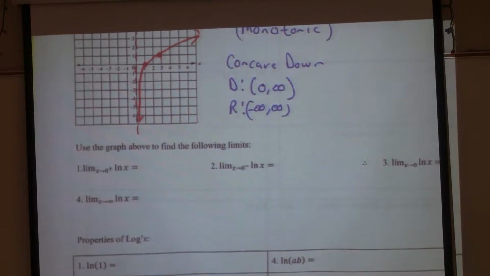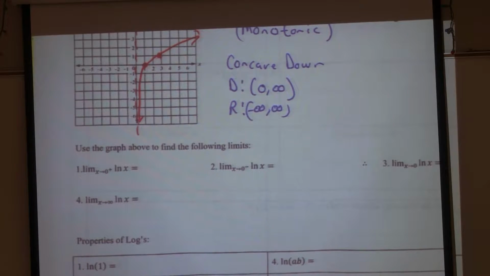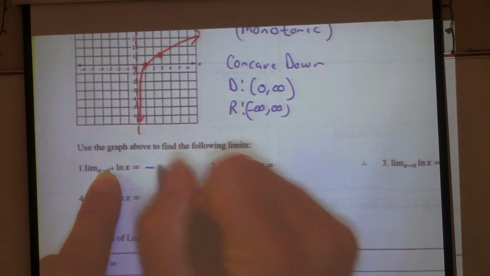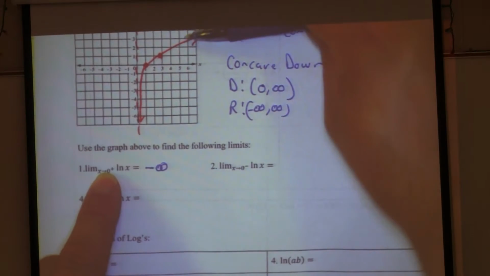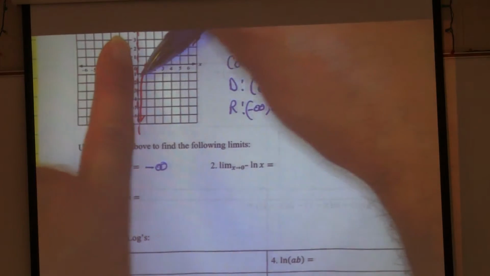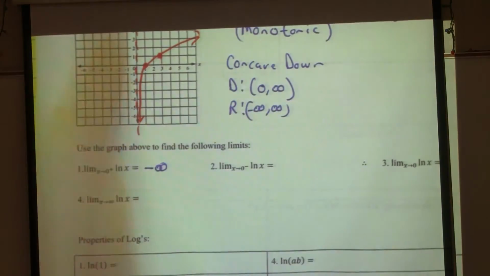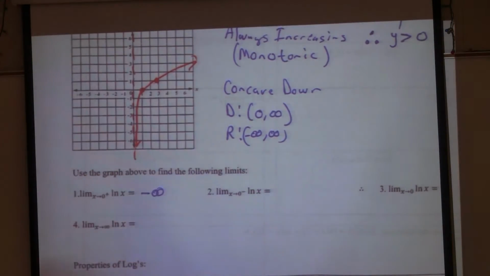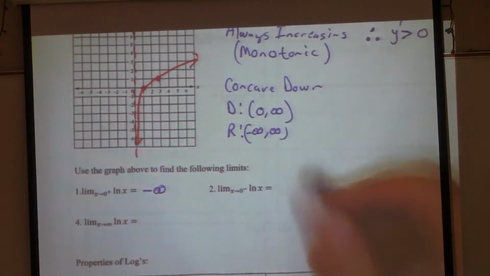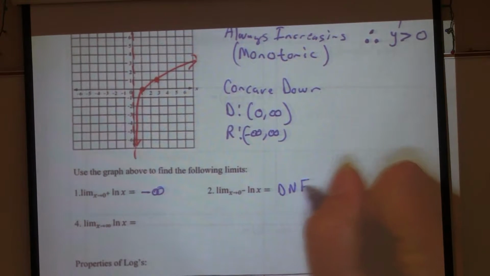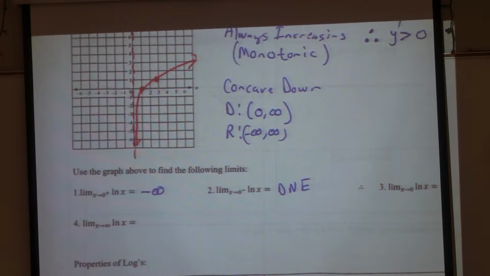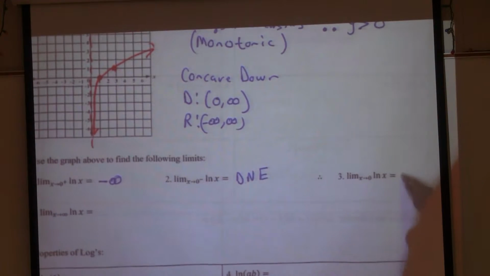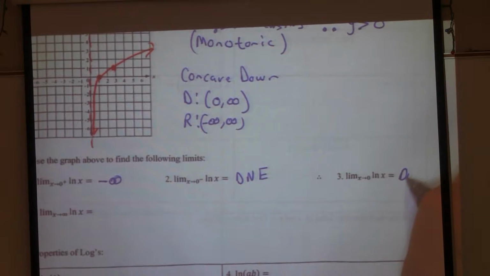Let's see if we can do them. What's the limit as x approaches 0 from the right? Negative infinity. So as I come on my curve and I get closer and closer to 0, where is my graph going? Negative infinity. What would the limit be as I approach 0 from the left? There's nothing there. You can't even get on the curve to approach it from the left, right? So that means the limit at 0 does not exist, okay?